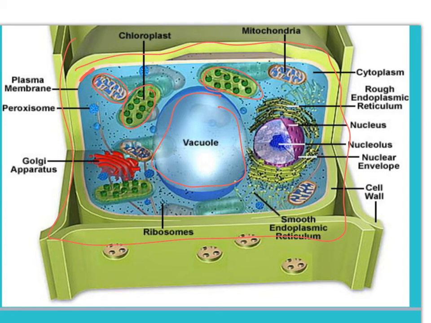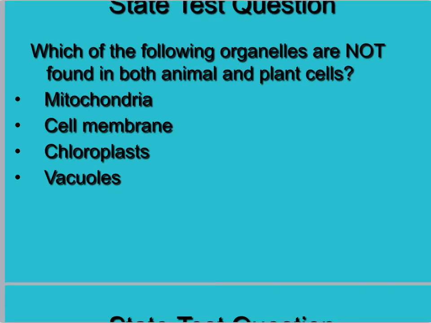That's the theory anyway. Which of the following organelles are not in both animal and plant cells? Mitochondria, cell membrane, chloroplast, or vacuoles? Hopefully this was easy for you. Remember, all cells have a cell membrane. Okay, and both plant and animal cells will have vacuoles, but in plants one will be larger than the others. And all eukaryotic cells, which are plant and animal, are going to have mitochondria. But only plants will have chloroplasts because you are not green.